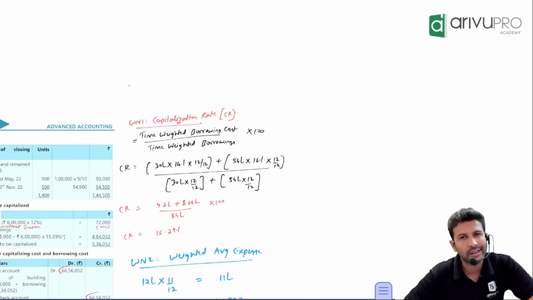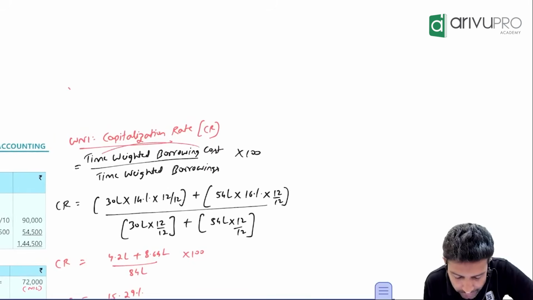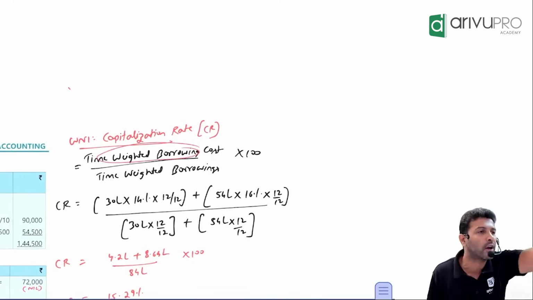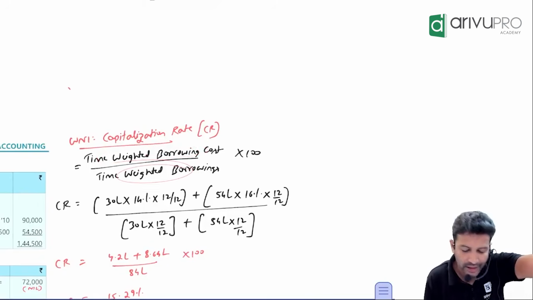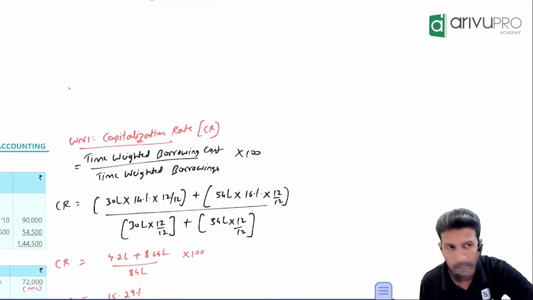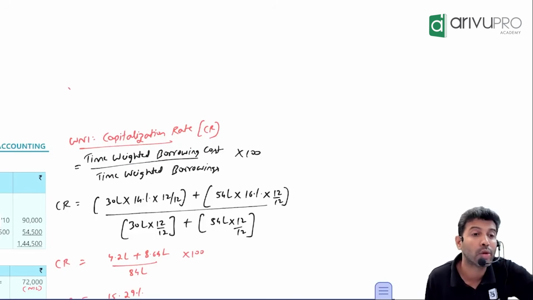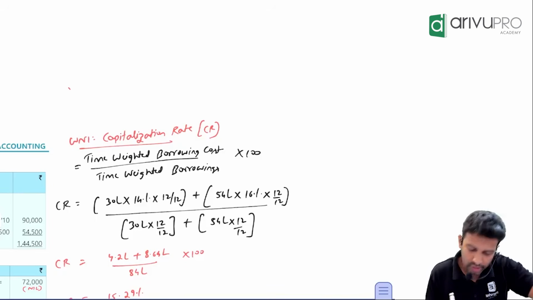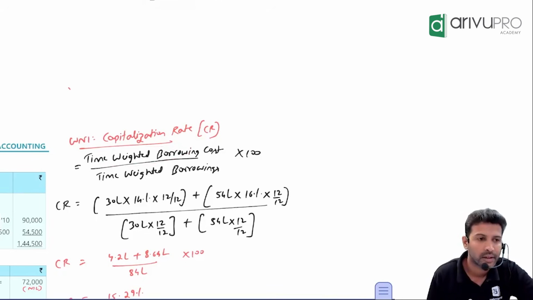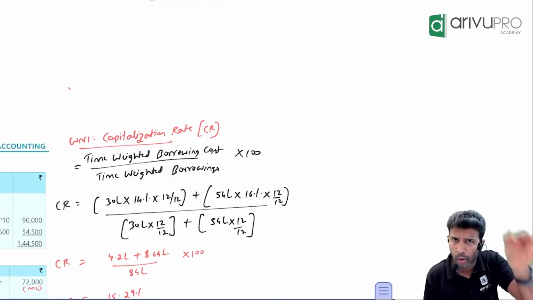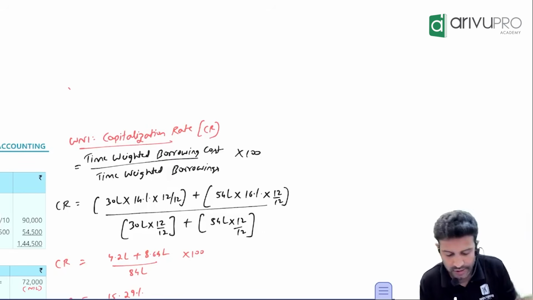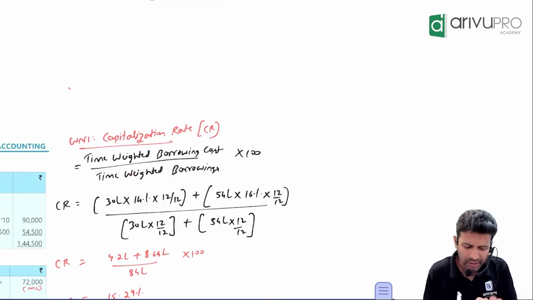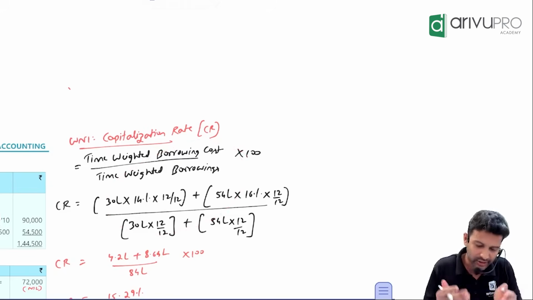But don't call it interest amount. Call it time weighted borrowing cost. Instead of interest, we call it borrowing cost. Time weighted borrowing cost divided by time weighted borrowing. Because if you take a loan for 10 months, you'll only calculate the interest for 10 months. That's how you are assigning the weights. This is not much tested at inter level, but it has significance at final level. That's the reason I modified the formula.